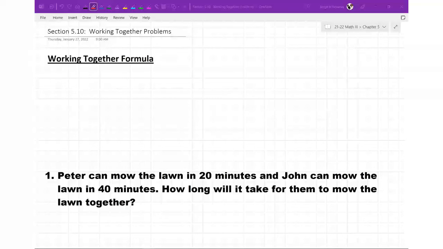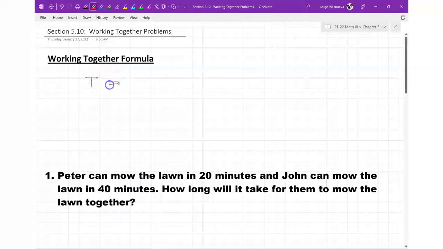All right, so in section 5.10, we are going to be doing the working together problems, okay? Now, working together problems always have to deal with two people or two things that do things at different rates, okay? So we always are going to be given some kind of information about that, okay? So in order to do working together problems, you need a formula. So here's the formula.